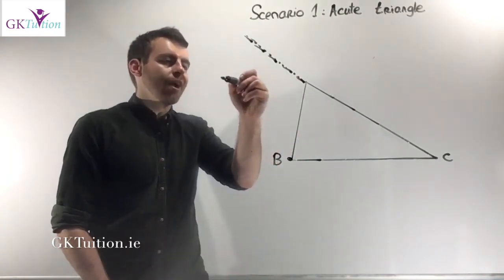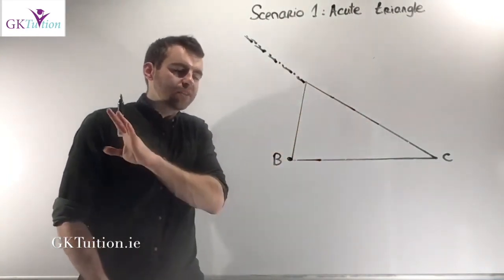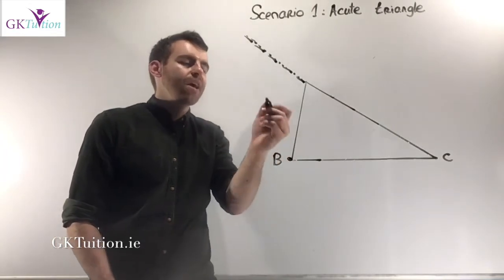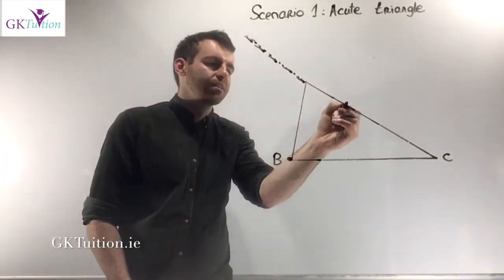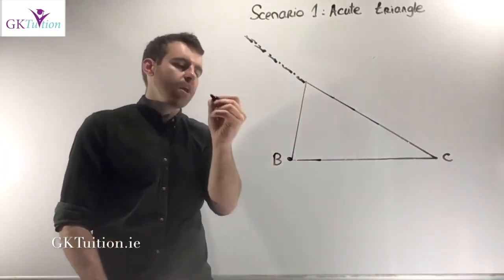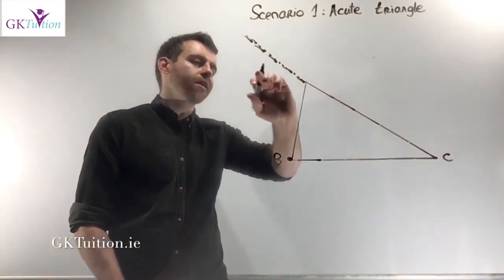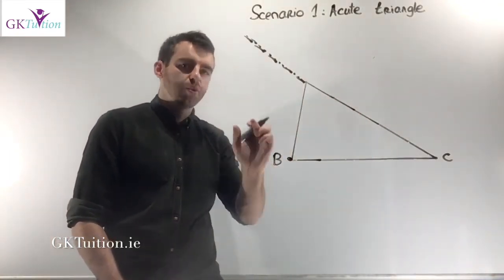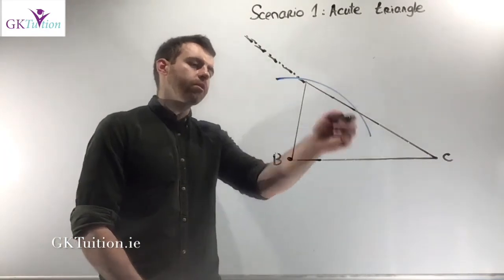And I'm going to draw an arc, and it makes no difference how big the arc is, as long as the arc intersects the opposite line twice. So I'm going to place my compass here and draw an arc that intersects the line AC twice. So I placed my compass here and I drew my arc.